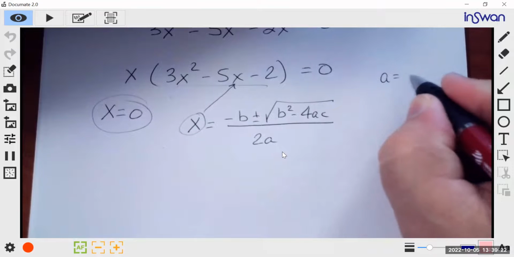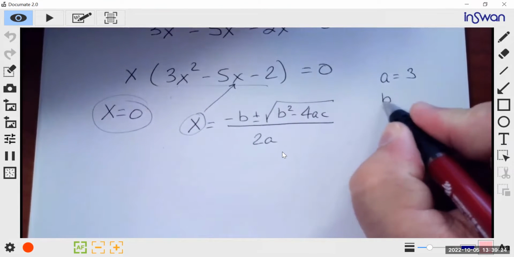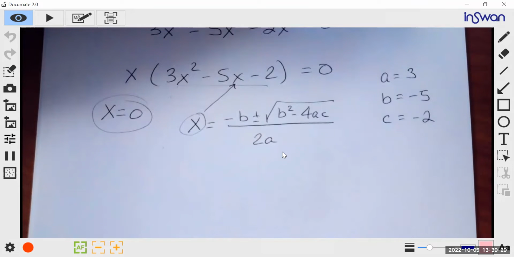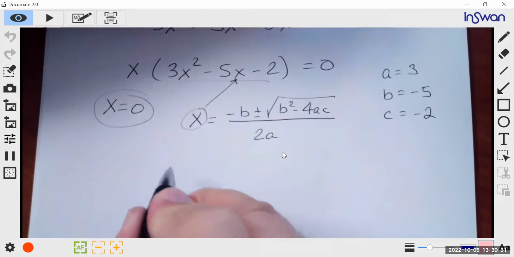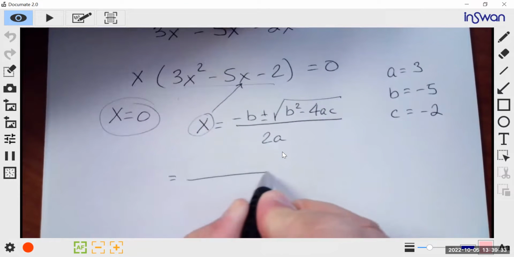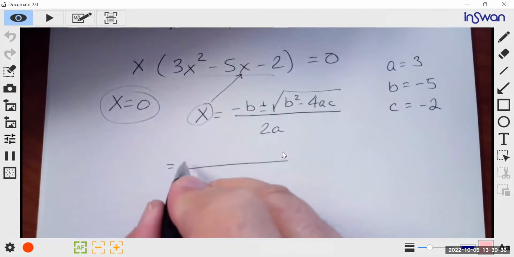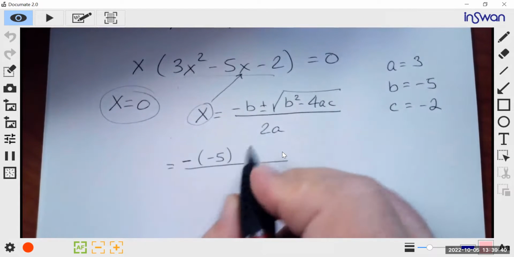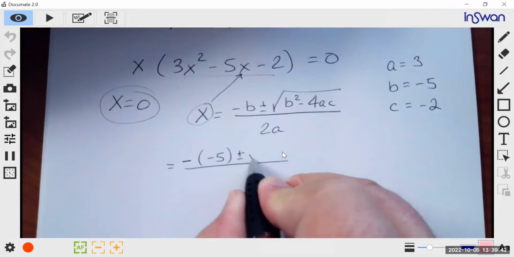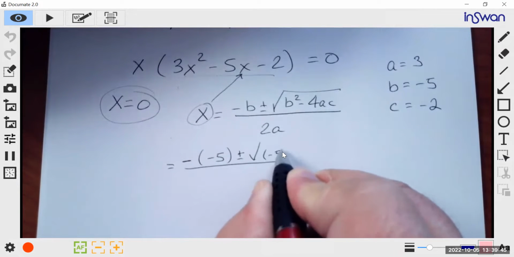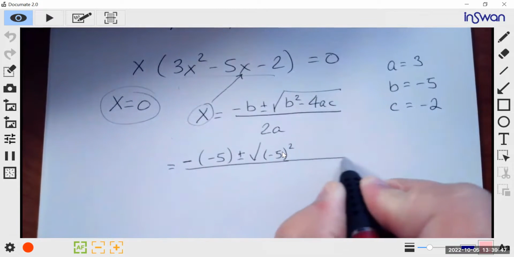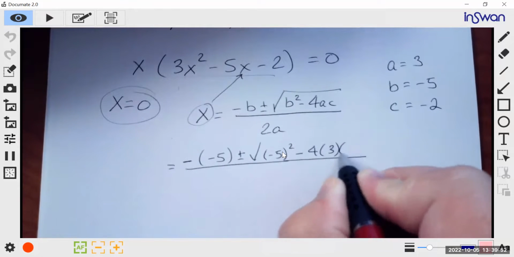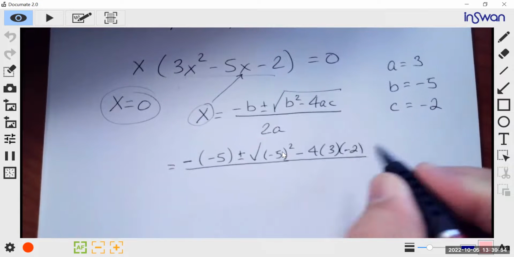So I got to label A, B, and C. And plug and play. Negative B is negative 5. Negative 5 squared. 4 times 3 times negative 2.